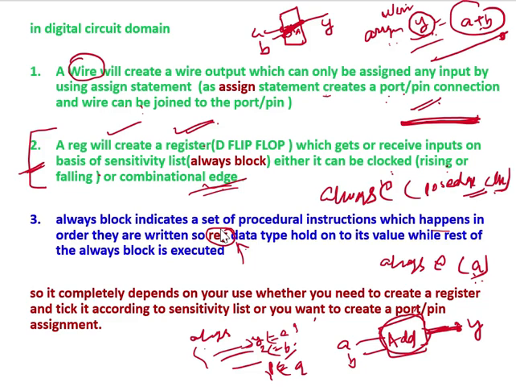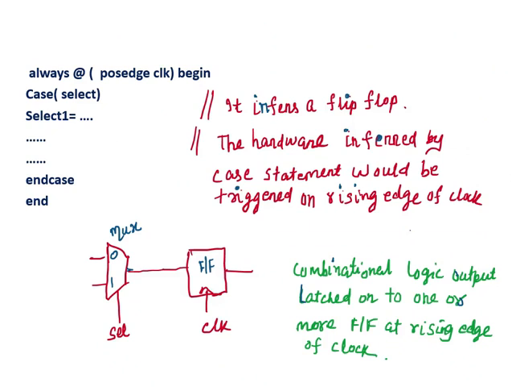Okay, so this reg is a kind of register, or kind of flip-flop, and this wire is a physical path, or a physical connection. So it completely depends on your use, whether you need to create a register and take it according to the sensitivity list, or you want to create a port or pin assignment. Okay, I am giving you an example for this one. Let's see.